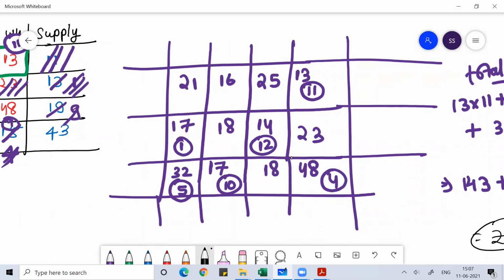Clear? Anyone, any doubt? Anyone, any doubt?